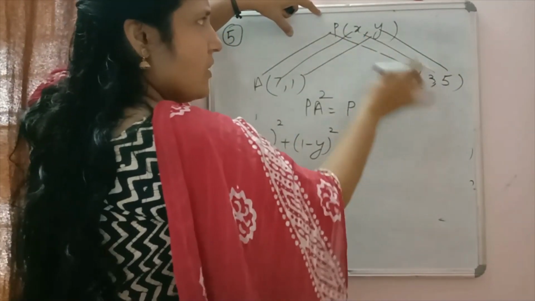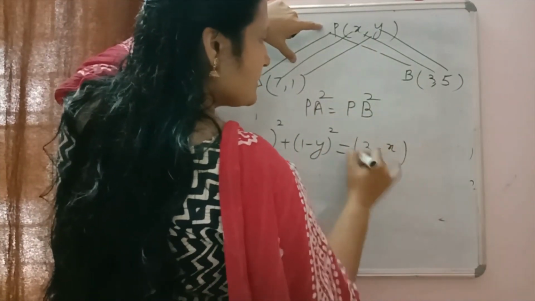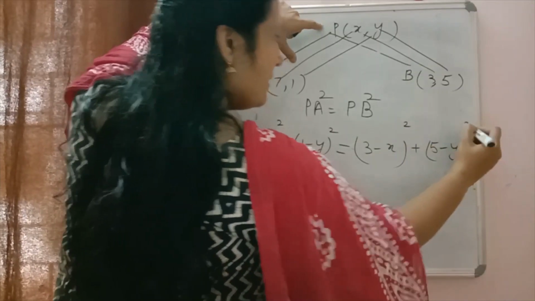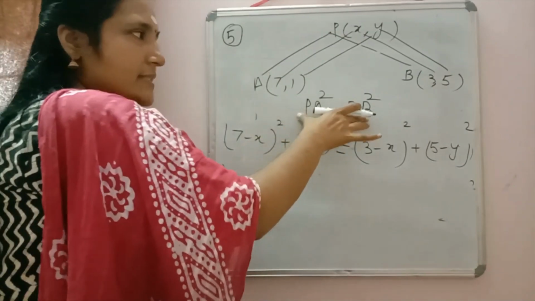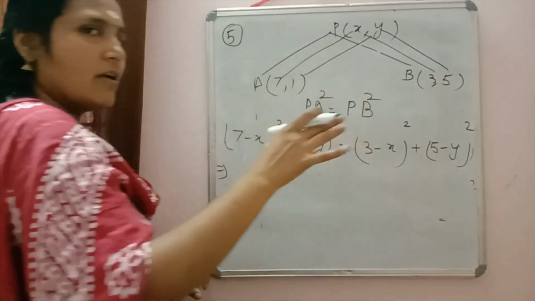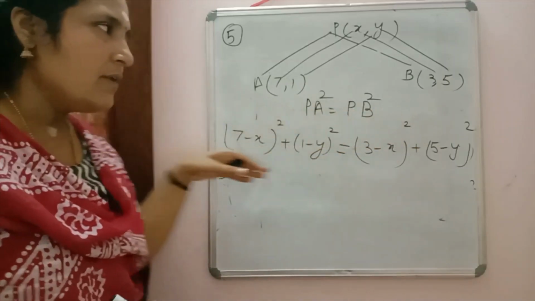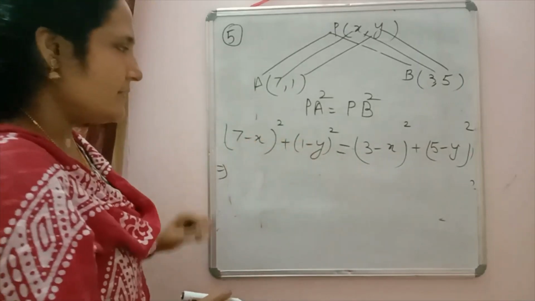X minus 3 or 3 minus x, whichever you want, you can write. So 3 minus x the whole square plus 5 minus y the whole square. Just to check, I wrote the relation, and from there I started solving the question. Again, I haven't written what will be PA square and PB square. Now here we are going to use the identities.